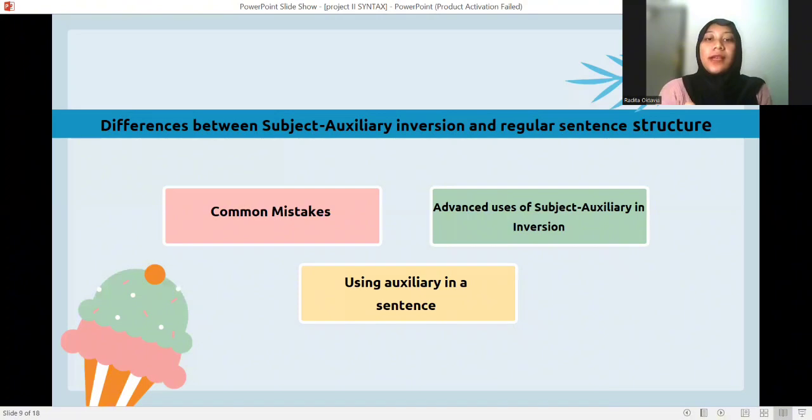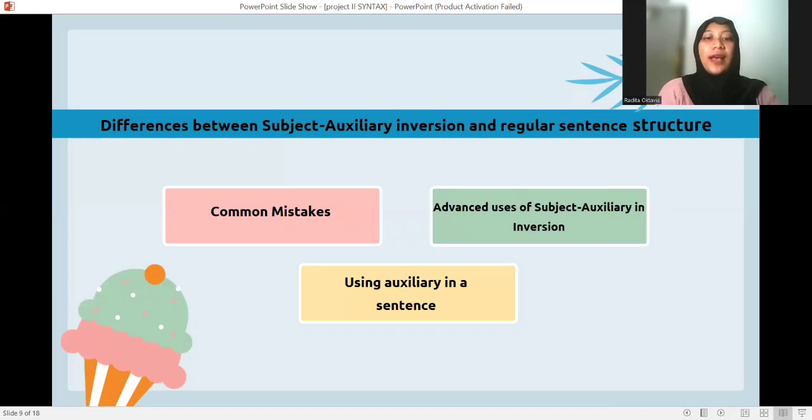One common mistake when using subject auxiliary inflection is forgetting to use the auxiliary verb. For example, going to the store. This sentence is incorrect because it is missing the auxiliary verb. And the second is advanced use of subject auxiliary inflection.